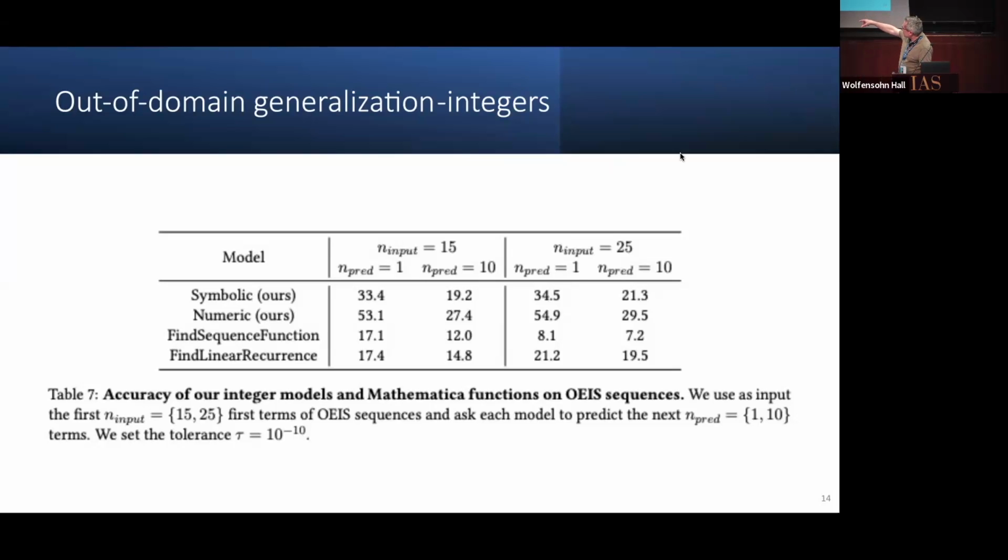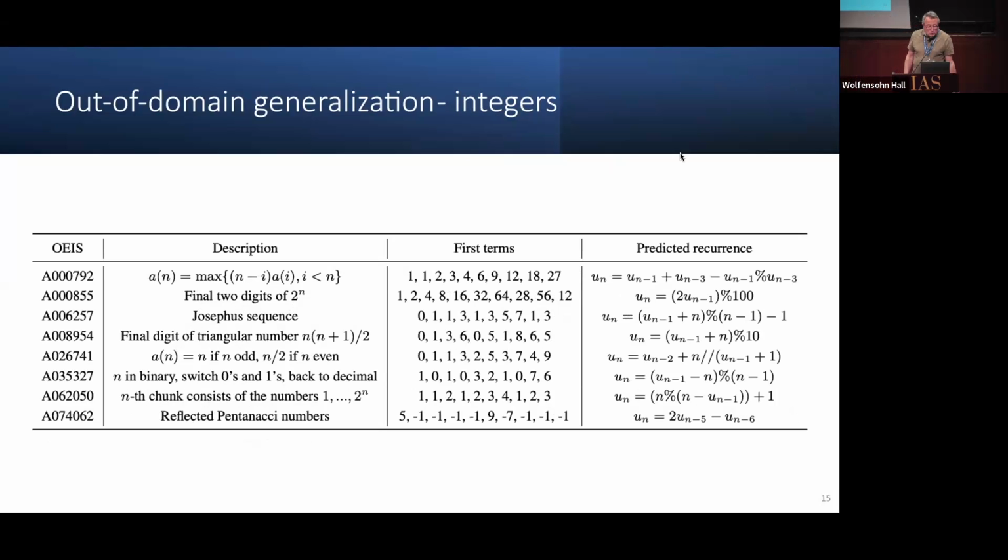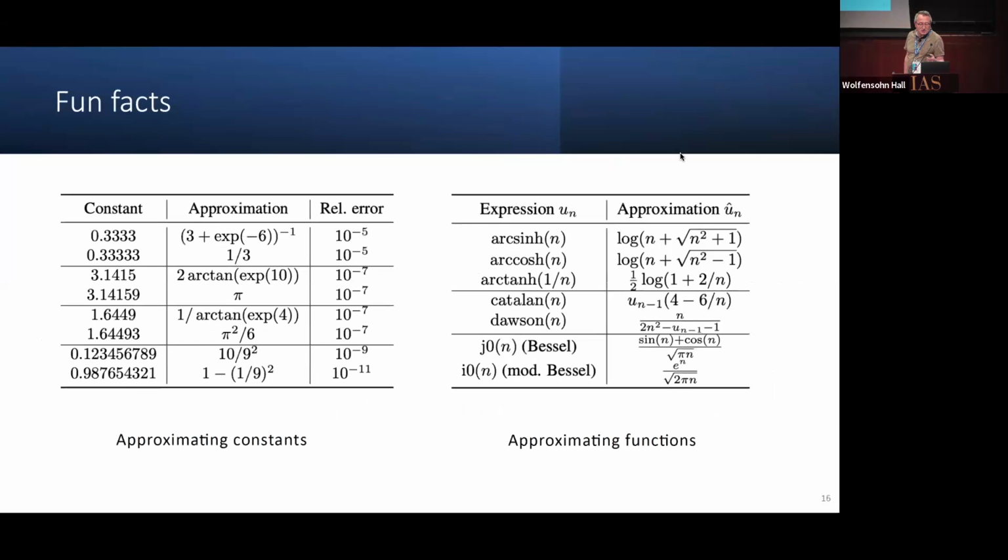But most interestingly, the two last lines correspond to Mathematica performance. So we are far better than what you would call the state of the art on this task. Okay, so these are examples of the funny things that the model can learn. These are all OEIS sequences. And I'd like to end up by showing you two things, and then we will talk about physics, promise.